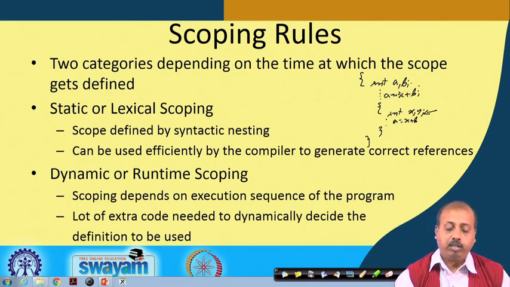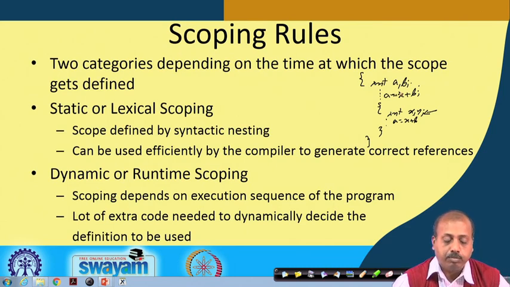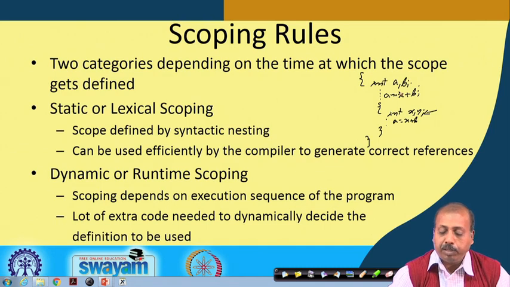So, from the outer block these variables, these identifiers, are defined, and they can be used in the inner block. So, this is the scope defined by syntactic nesting. Using this nesting we can define the scope. Now, they can be used efficiently by the compiler to generate correct references. So, this static or lexical scoping is much easier for the compiler to handle, because it can check the situation and accordingly generate the references.